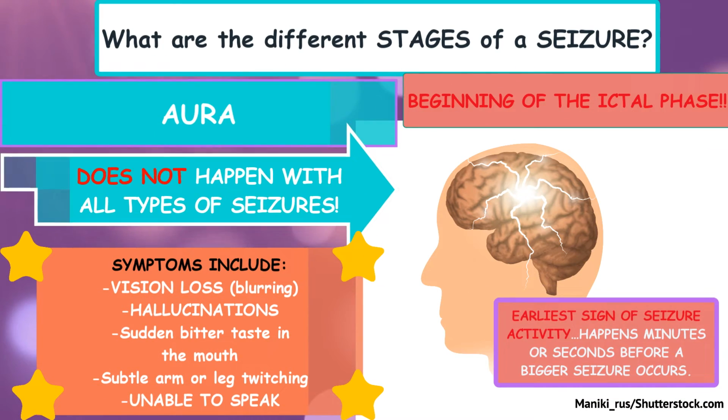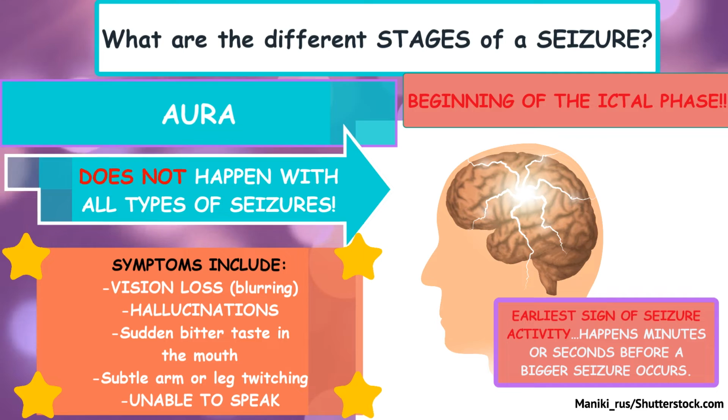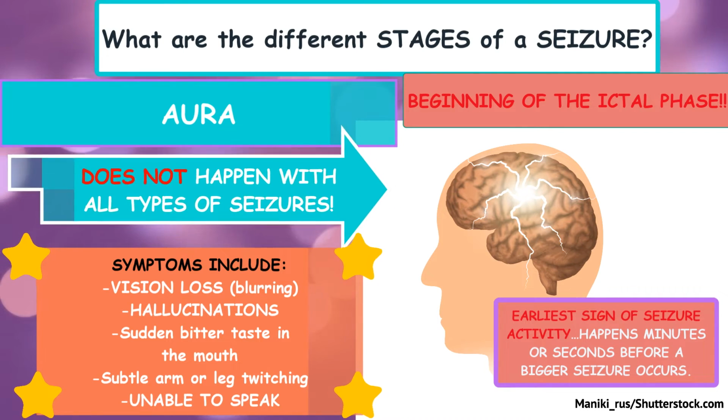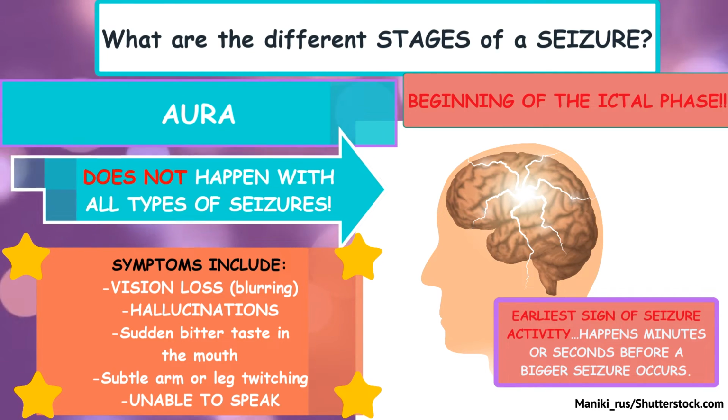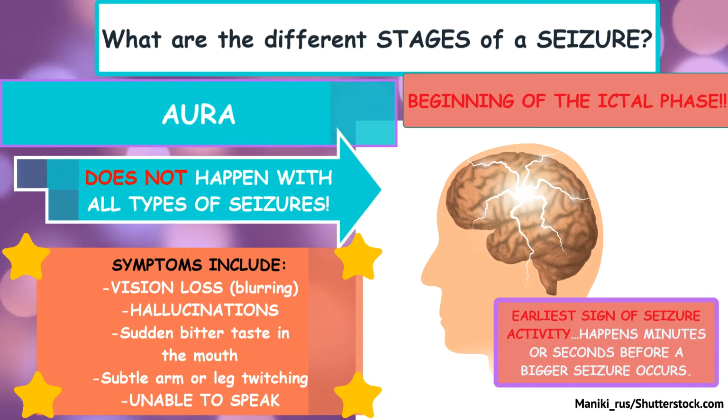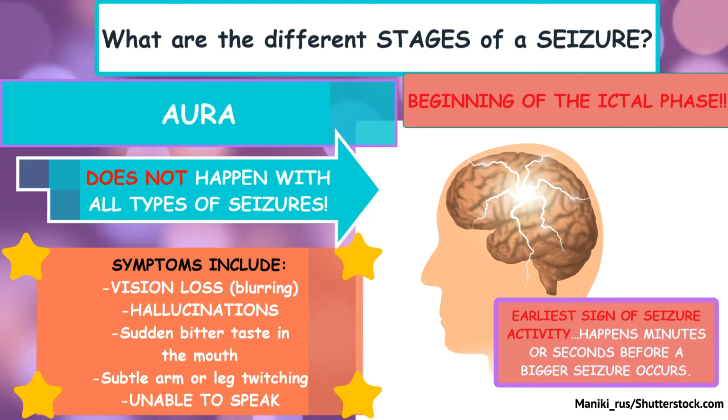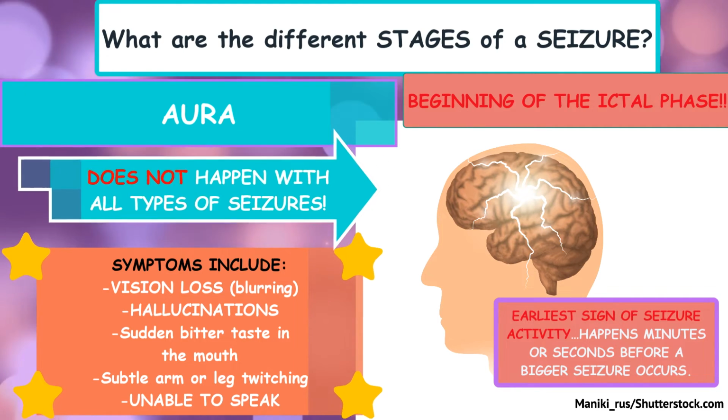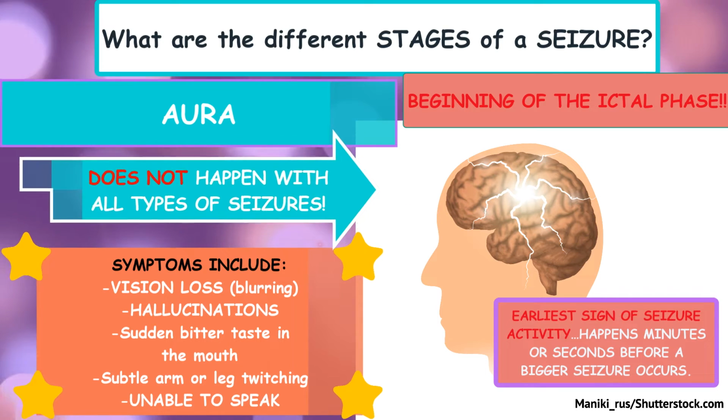The aura phase is also described as the pre-ictal phase. This phase occurs within a few seconds to minutes prior to a bigger seizure. However, it does not happen with all types of seizures. This is most commonly with the focal seizures or tonic-clonic seizures, which are the generalized ones.